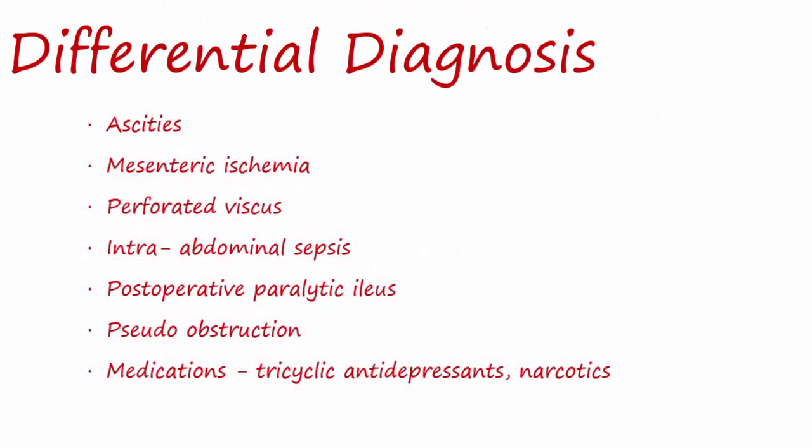Differential diagnosis. Ascites, mesenteric ischemia, perforated viscus, intra-abdominal sepsis, postoperative paralytic ileus, pseudo-obstruction. Medications. Tricyclic antidepressants, narcotics.